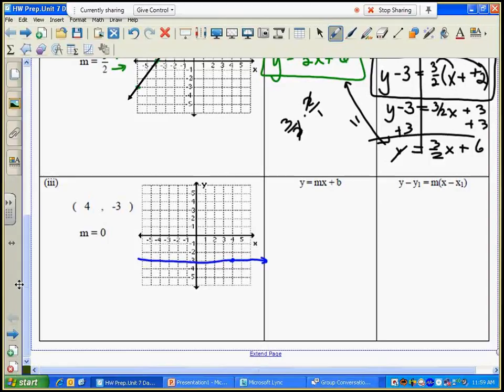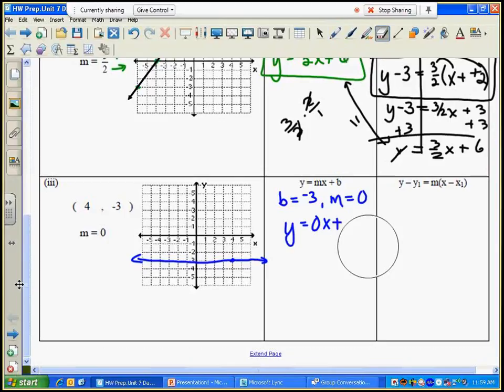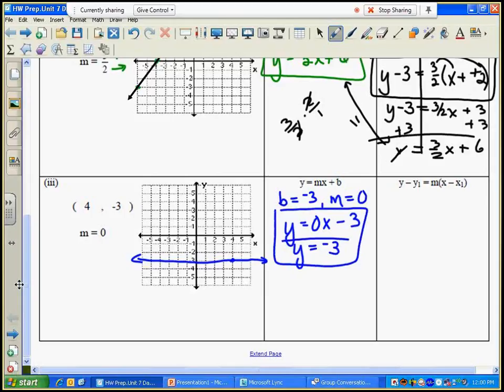Okay? You'll notice that it crossed the y-axis at negative 3. That means that our b is negative 3. They gave us that the slope is 0. Let's plug those values in. y equals 0x minus 3. Or if you wanted to, you could just write that as y equals negative 3. Both of those guys are correct.